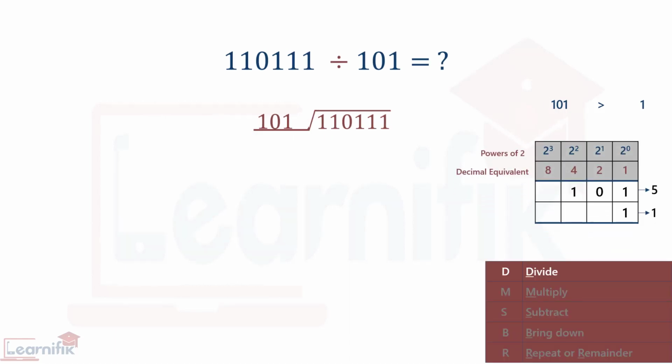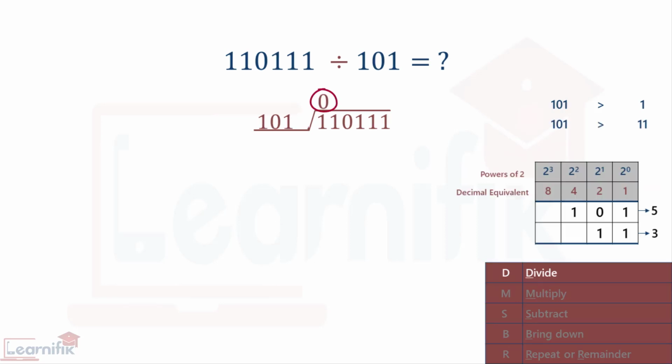Using the binary place value chart, 101 is 5 in decimal, while 1 in binary is 1 in decimal. Therefore, 101 doesn't go into 1. Or you say 101 cannot divide 1. That is, 5 cannot divide 1. So 5 goes into 1 0 times. So write 0 as the quotient.